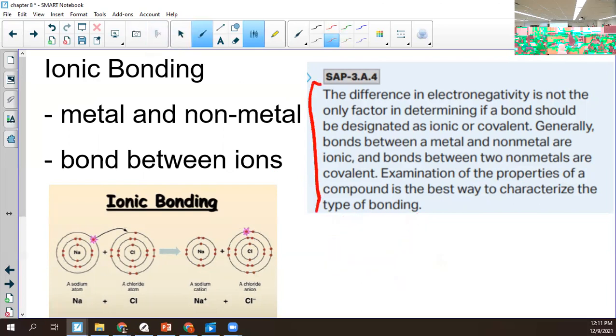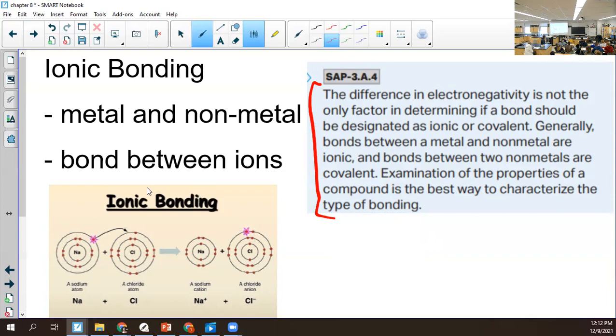Okay, so here we go. This is AP's words. The difference in electronegativity is not the only factor that we need to consider to designate something as ionic or covalent. Generally, bonds between a metal and a non-metal are ionic, and bonds between two non-metals are covalent. Yeah, I just did it, NH4. Examination of the properties of a compound is the best way to characterize the type of bonding. So if it really came down to it, you would just have to investigate. But if you see a metal and a non-metal, 99% chance ionic. Two non-metals, they're probably covalent.